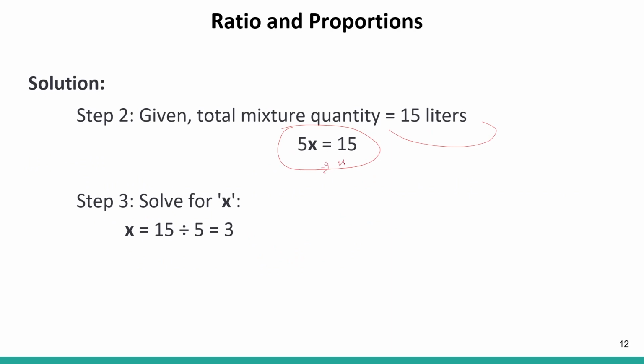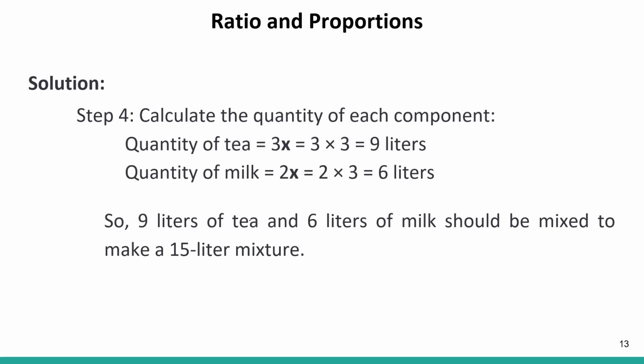This implies that x is equal to 3, right? So x is equal to 3, since 15 by 5 is equal to 3. So calculating the quantity of each component.